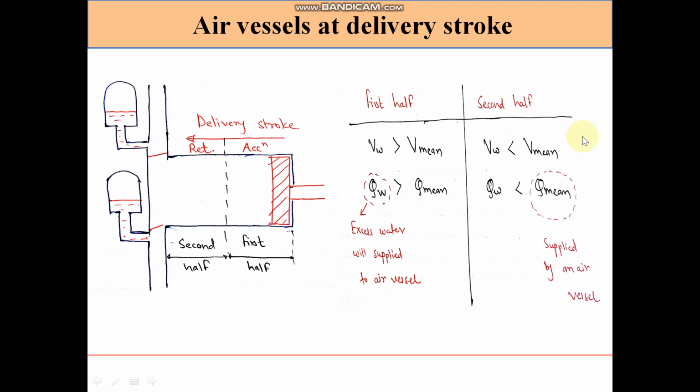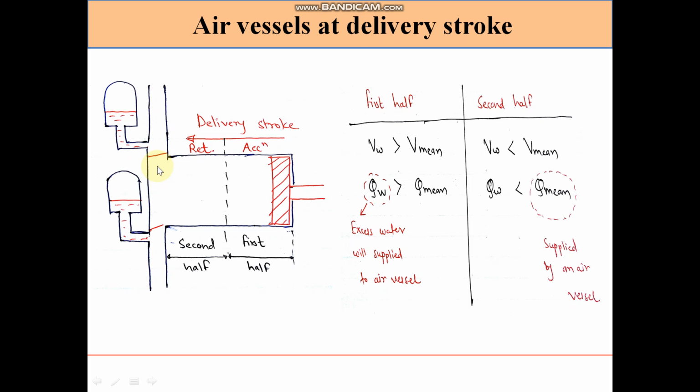So in the second half, additional amount of discharge can be taken from the air vessel such that the discharge from the delivery pipe is uniform and at a constant rate. There are chances of deviating the discharge in the small distance between the cylinder and air vessel. That's why it is always important to fit this air vessel very close to the cylinder.